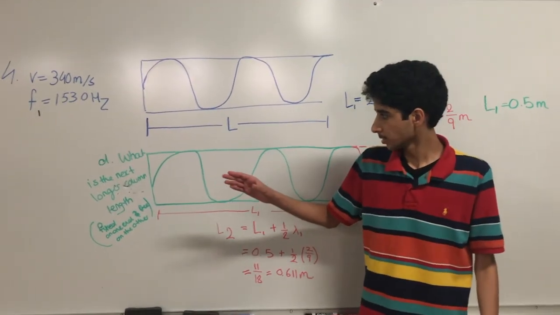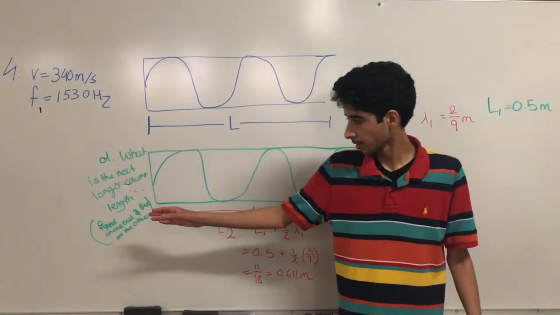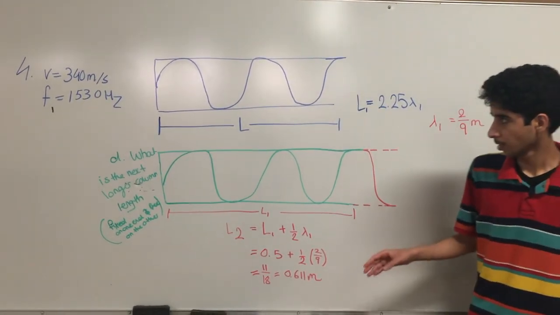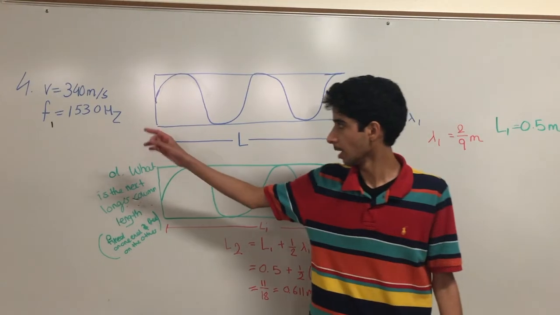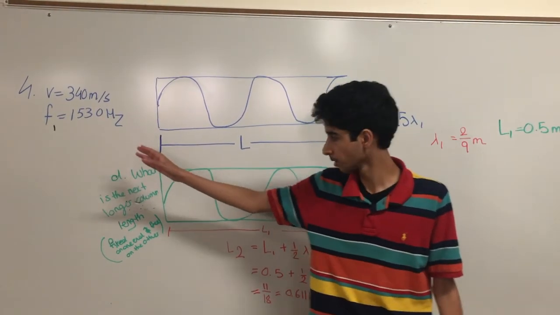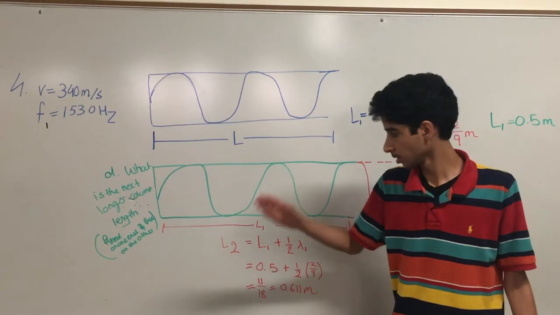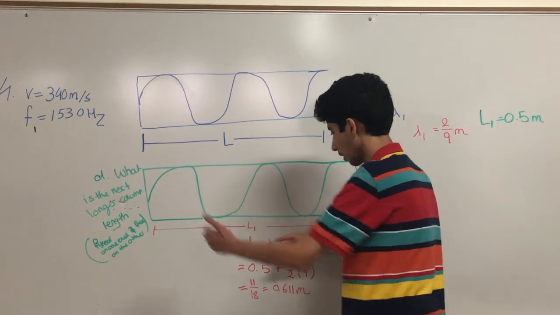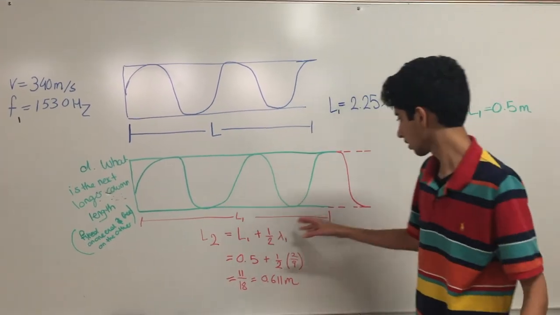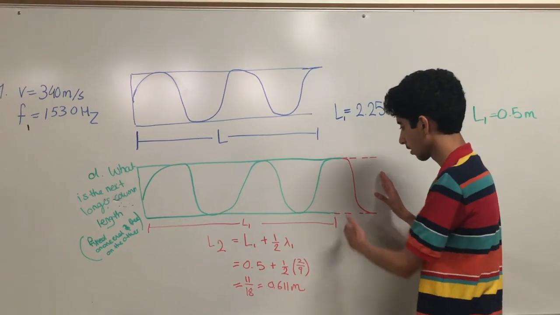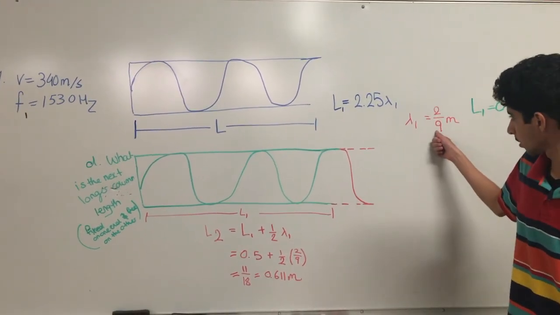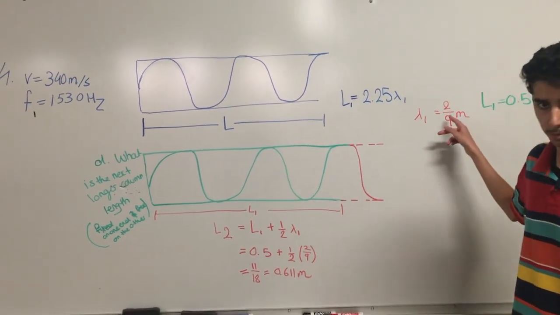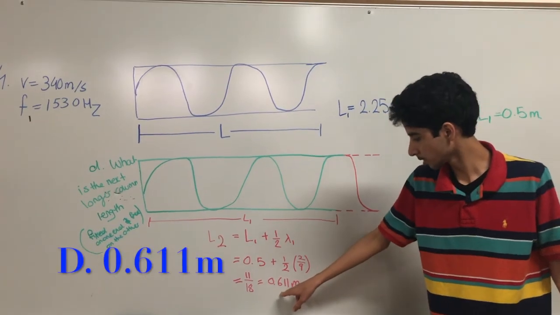Okay, question D asks us, what is the next longer column length with a fixed end at the start and free end at the end? They also ask us to have a frequency of 1530 Hertz. To figure that out, we take L2, so L1, which is this length, plus half of the wavelength, which is this length. The wavelength is 2/9, so it becomes 0.5 plus half times 2/9, which equals 0.611 meters.